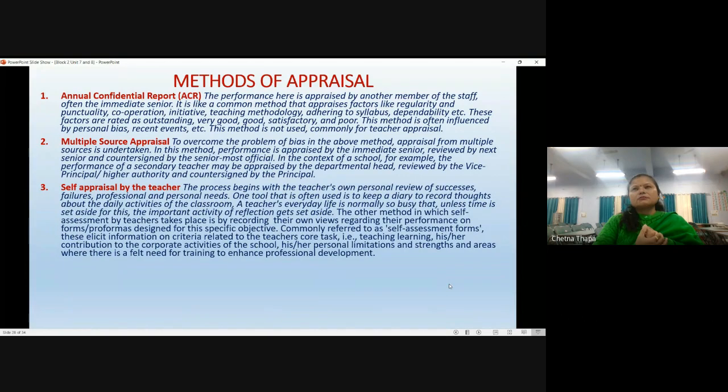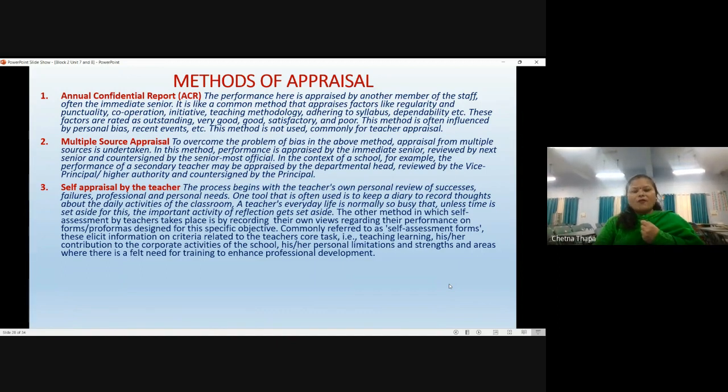And this reflective diary will give a reflection about the shortcomings, about the successes, about the failures of the individual in the teaching learning processes. And this might be a simple method which can be done by the teacher himself. The other method of self-assessment is by recording their views on the performances.